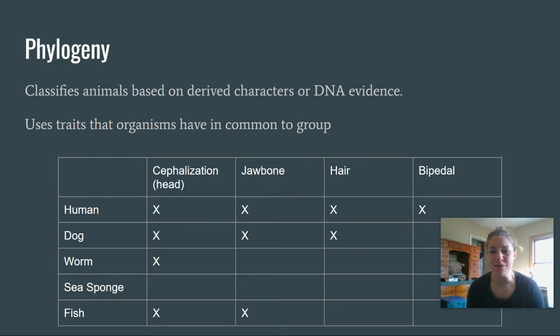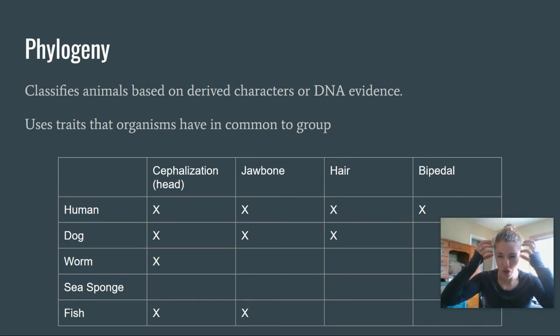The traits that we have are cephalization, which means having a head, jawbone, having hair, and bipedal, so walking on two legs. What I have there is a human, dog, worm, sea sponge, and fish. I just took different animals from all different realms of being animals. All of them except for sponges have cephalization. That means there's some sort of nerve, not necessarily even a brain, but just some sort of nerve net in a head region.